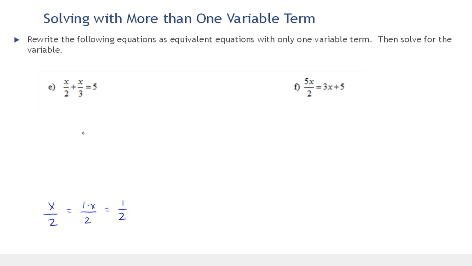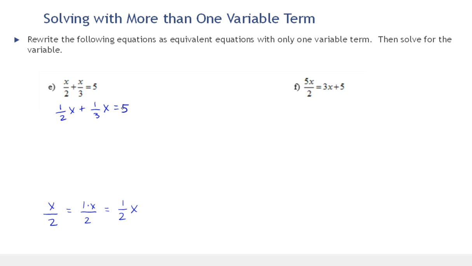or 1/2 times x. Basically the idea is if you're dividing x by 2, remember in arithmetic that's the same as multiplying by 1/2. To divide by 2, you multiply by the reciprocal. And the same idea applies here. So we can write this as 1/2 x plus 1/3 x equals 5.